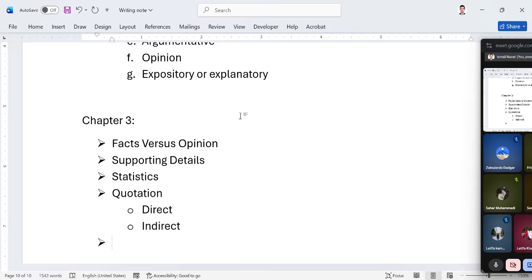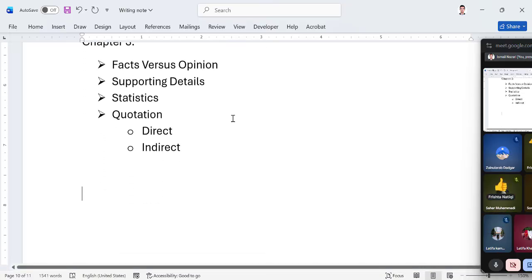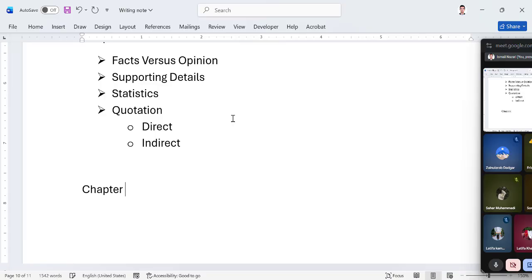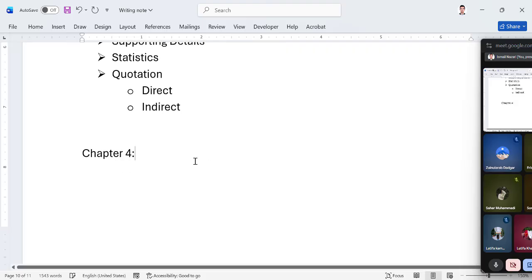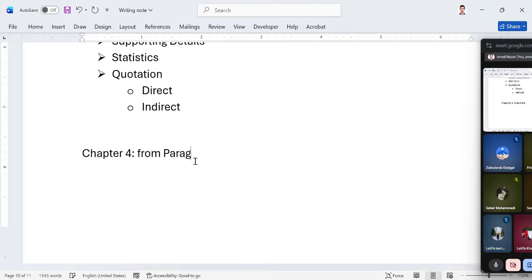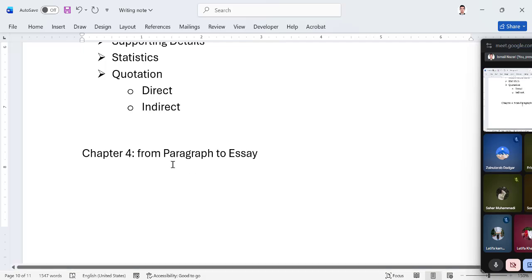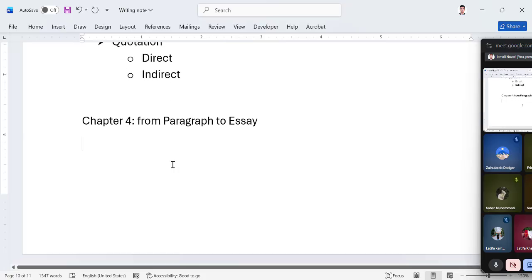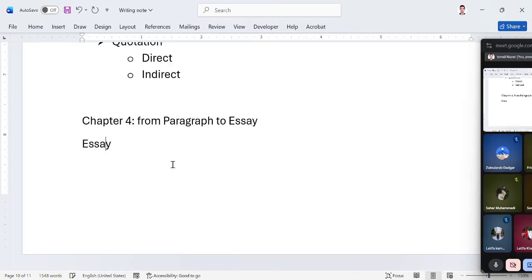So in tonight's session, I will focus on chapter 4 of this book. In chapter 4 of this book, we have from paragraph to essay. That's the focus of this one. We have to know the structure of the essay. We'll have an introduction to that, then the parts that it has. So basically, before going to the parts of an essay, who can tell me the essay definition? What is an essay first?